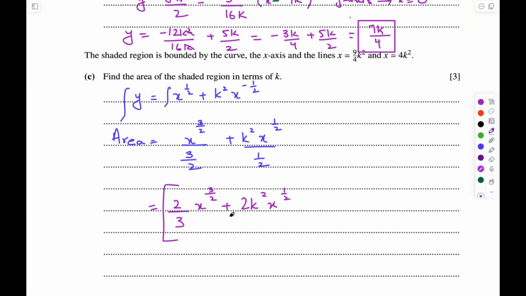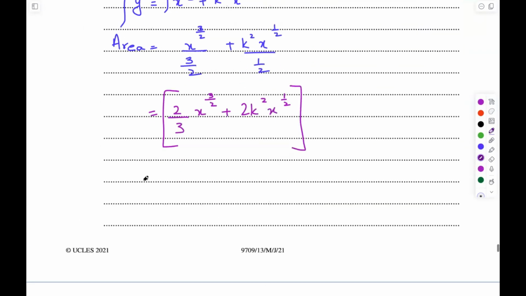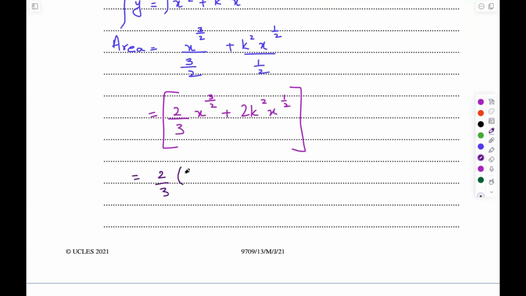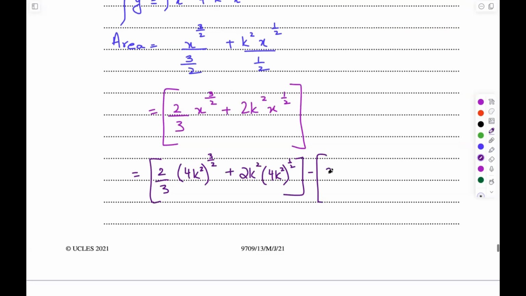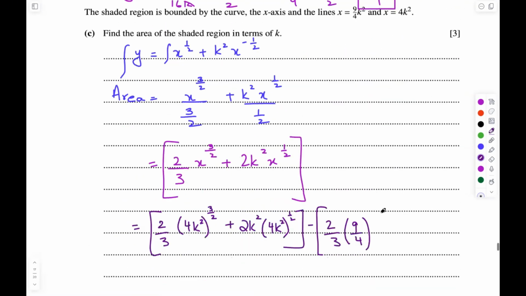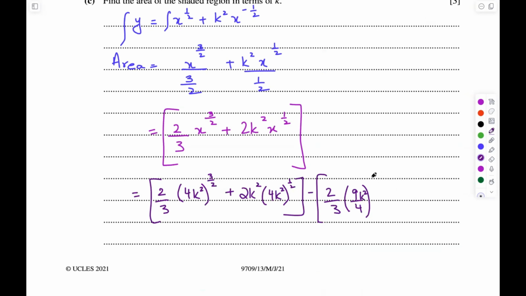Now, once we have integrated, we can substitute the limits. The upper limit x value was 4k squared. So first substituting 4k squared, we'll get 2 upon 3 into 4k squared to the power 3 upon 2 plus 2k squared, and x is again 4k squared to the power 1 upon 2. And now we'll subtract from it the lower limit. The lower limit was 9 upon 4k squared. So we'll write it as 2 upon 3 into 9 upon 4k squared to the power 3 upon 2 plus 2k squared into 9 upon 4k squared to the power 1 upon 2.